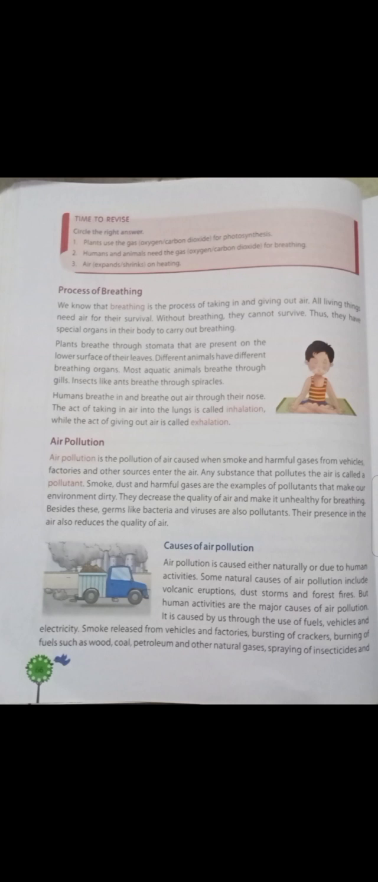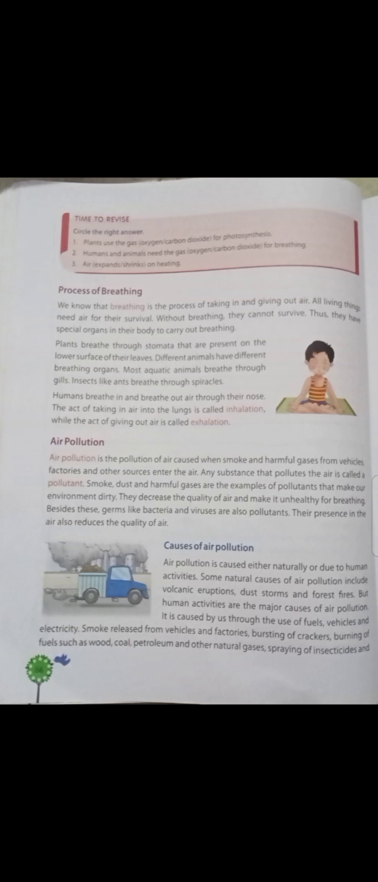See, plants breathe through stomata that are present on the lower surface of their leaves. In the last lesson, you studied that plants breathe through stomata. They are small openings under the surface of the leaves. Different animals have different breathing organs. You see here, fishes breathe with the help of gills. Different animals have different breathing organs.